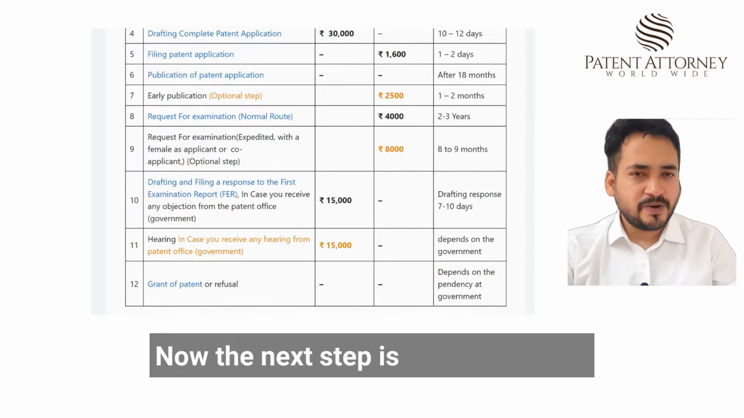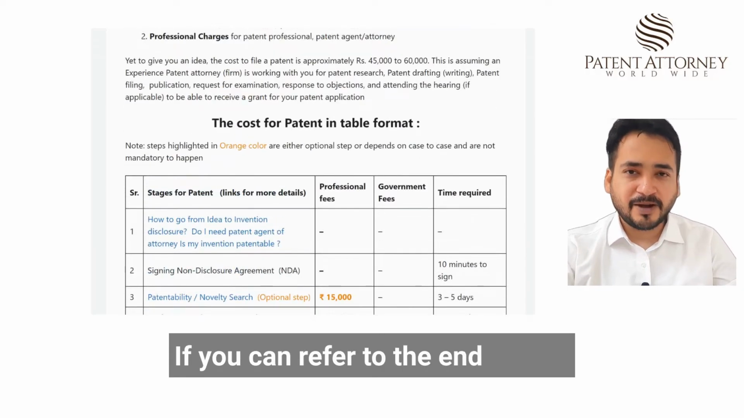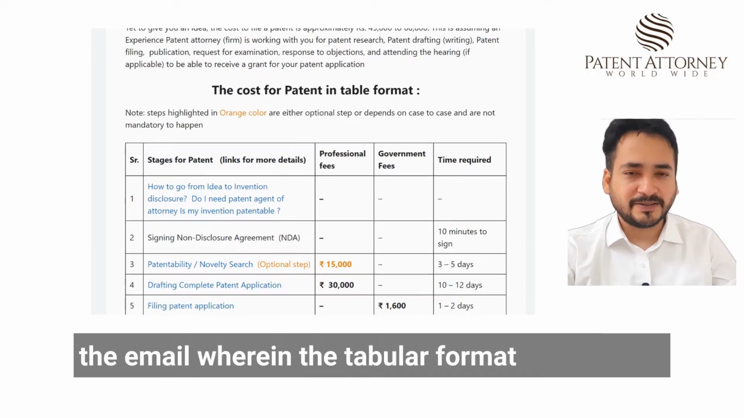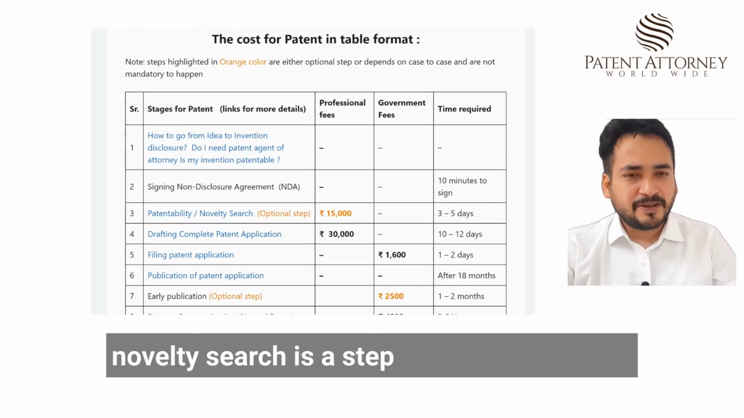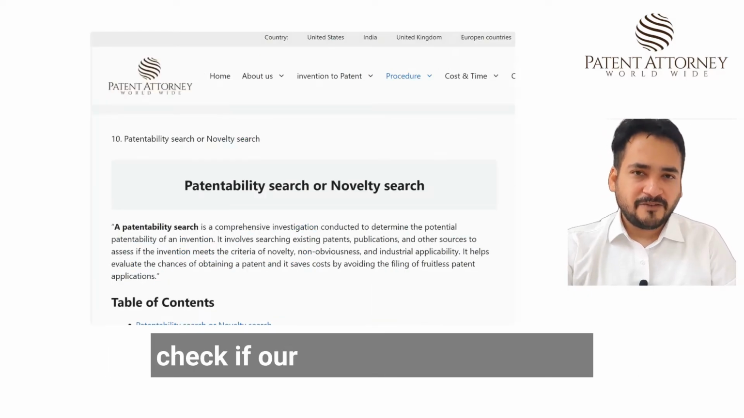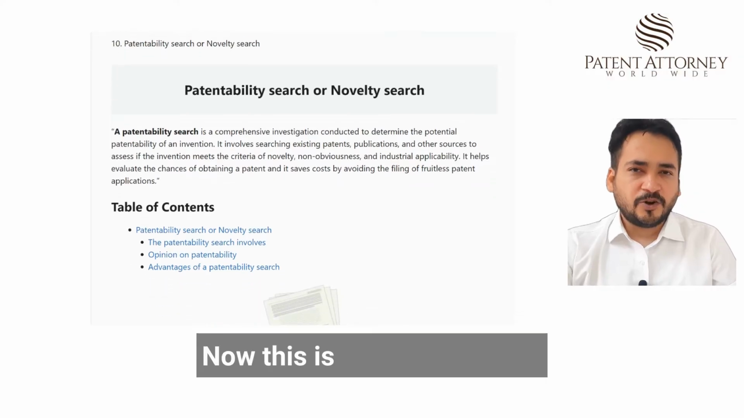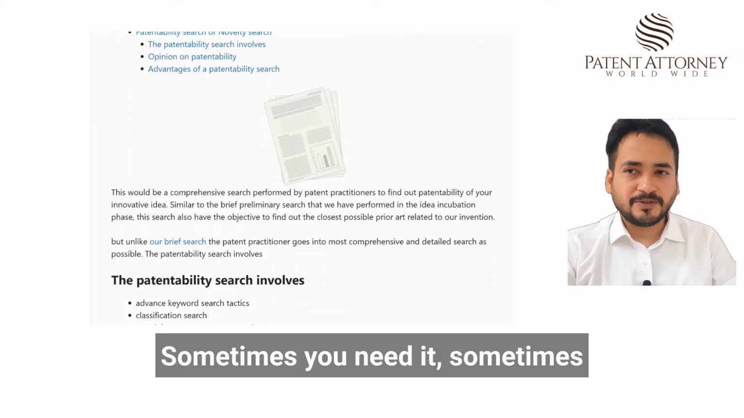Now the next step is novelty search. If you can refer to the end part of the email, where the tabular format is, the novelty search is a step wherein we want to check if our invention is novel at all. Now this is an optional step. Sometimes you need it, sometimes you don't even need it.